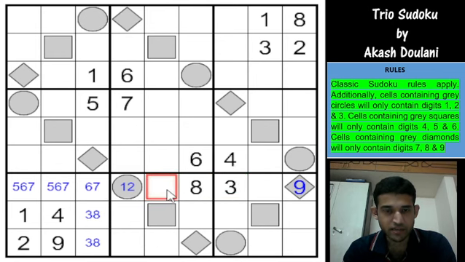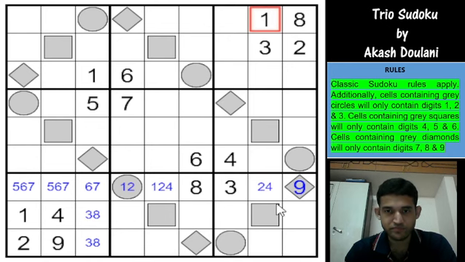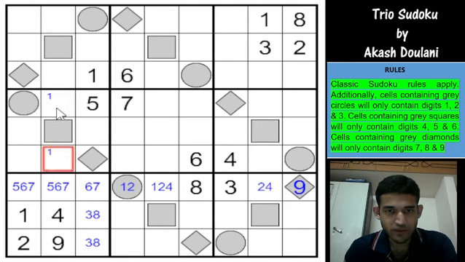So let me mark the remaining pencil marks. This would be 2 and 4 because of the 1 here. Okay. So in column 2, 1 must go in one of these 2 cells because of this one and this one. And 1 cannot be in a square, right?